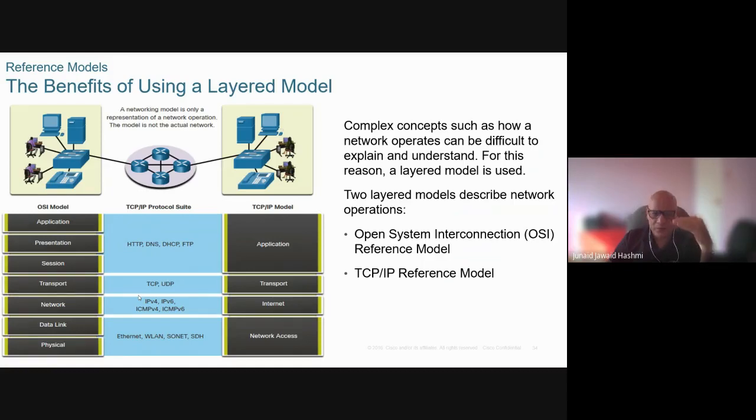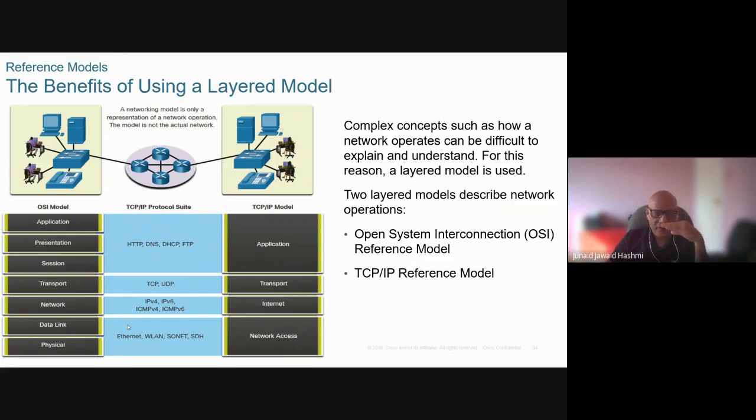It's easier to understand, and also for the vendors when they manufacture devices. If you're manufacturing, let's say, a switch, you have to comply with the data link layer. So that's what it means.